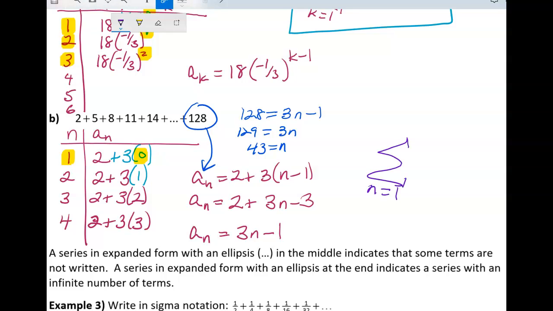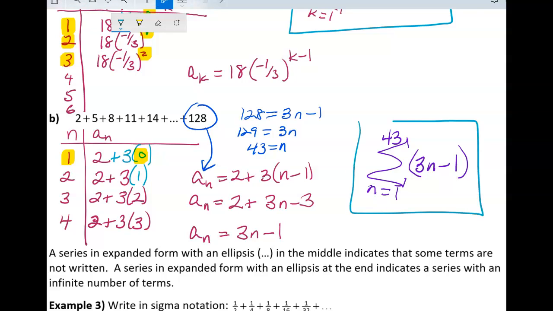So when we write the summation, n will go from 1 to 43, and then the formula to generate the terms is 3n minus 1. It's important that you use parentheses around it whenever there is addition or subtraction in the terms, just to avoid confusion about what part is inside the summation and what part is outside.